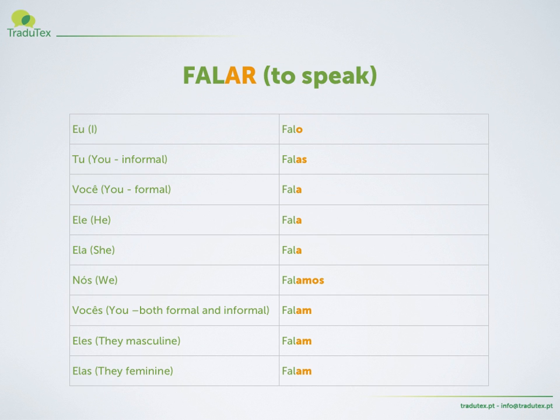So ele and ela, ele meaning he and ela means she, these third forms have exactly the same ending we've seen in você. So we have ele fala, ela fala. So now let's see how plural forms work.